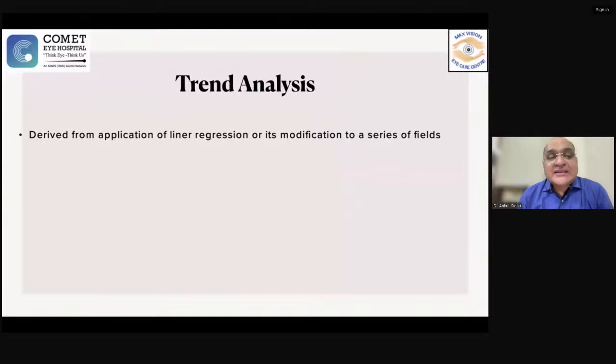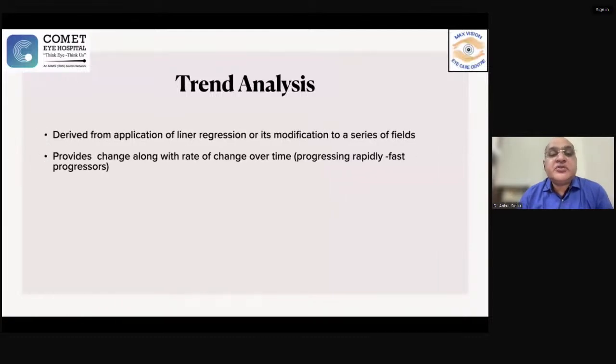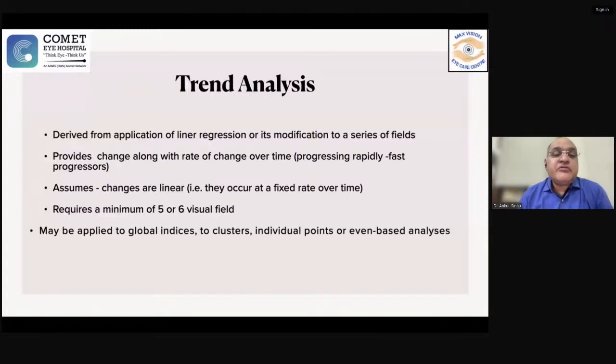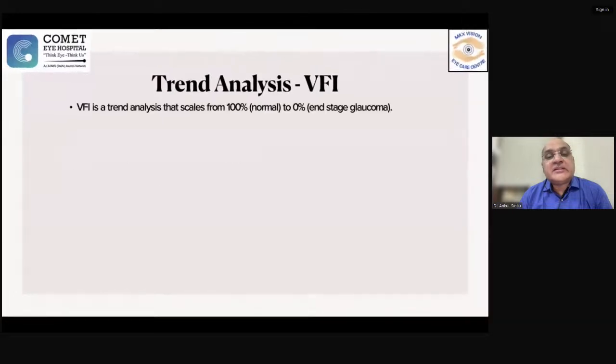Now we move on to the trend analysis. The trend analysis is an application of linear regression or its modification on a series of visual fields. It provides change over a period of time, so we can tell whether the patient is rapidly progressing or a slower progressor. It assumes the rate of change is linear, but we have to understand that a decibel scale itself is not linear, so there can be some variations. It requires a minimum of 5 to 6 visual fields, and it can be applied to any global indices or clusters, individual points, or even events which have occurred in the past.